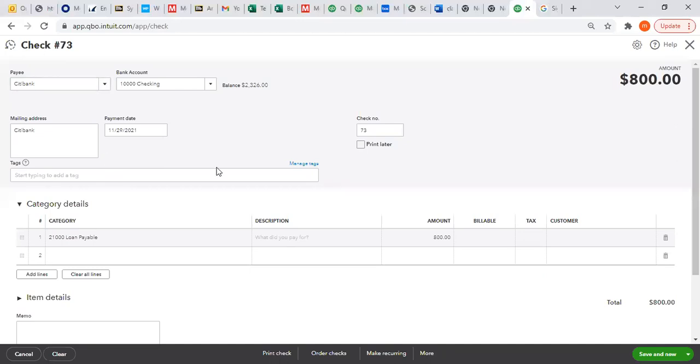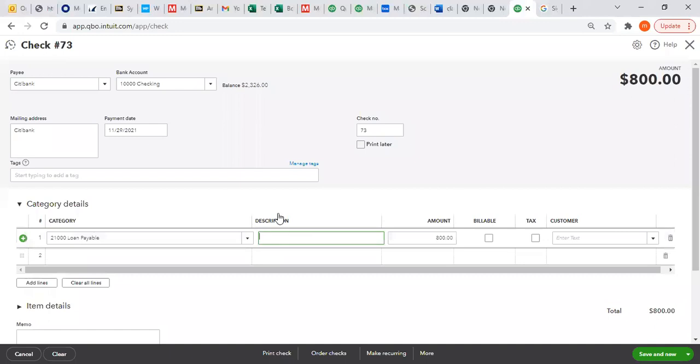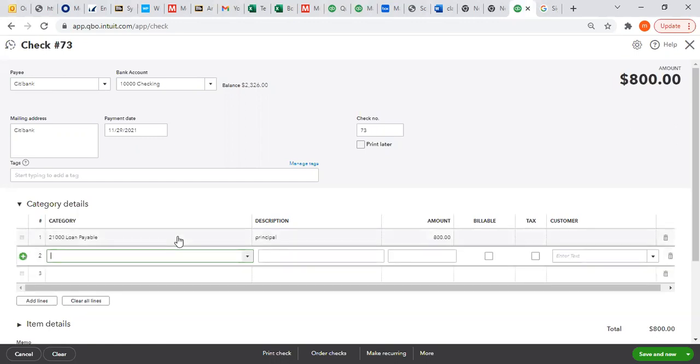This is 73. I'll go back to 72 in a minute. Loan payable is the first line for 800. That means it's the principal. This is to pay back the loan. And the second line we don't have.